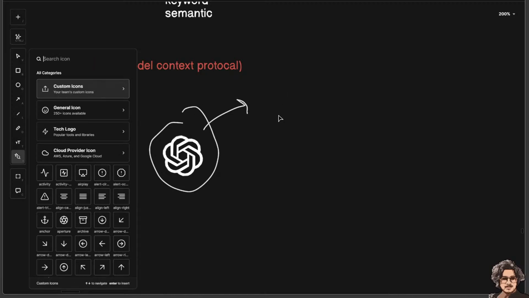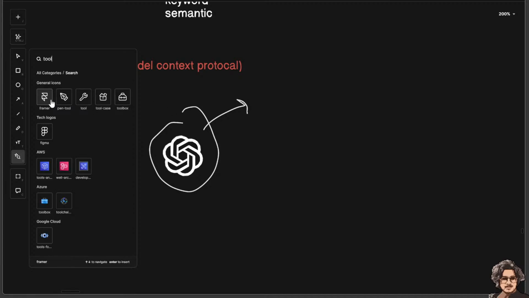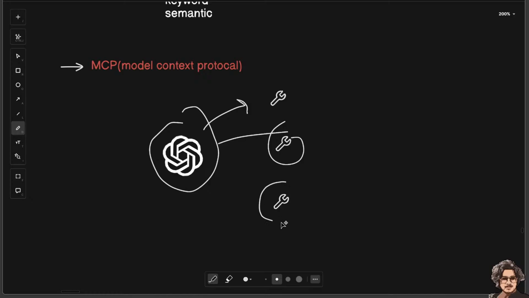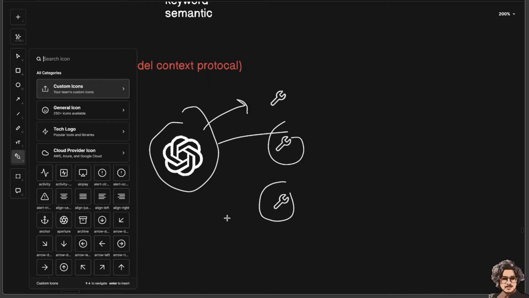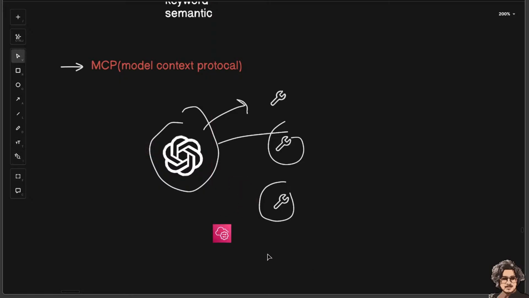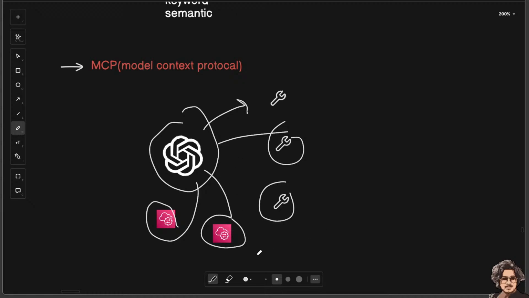This protocol helps to talk with other tools or external systems. So this helps our LLM talk to different tools and external systems.